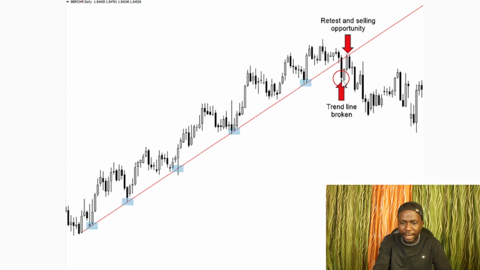So if price comes back to retest the trend line, you still have a pending sell order here, and the price will automatically trigger the pending sell order. And make sure that your stop loss will always be above the trend line once a breakout occurs. So this is how you trade the forex market using the trendline pullback and breakout strategy.